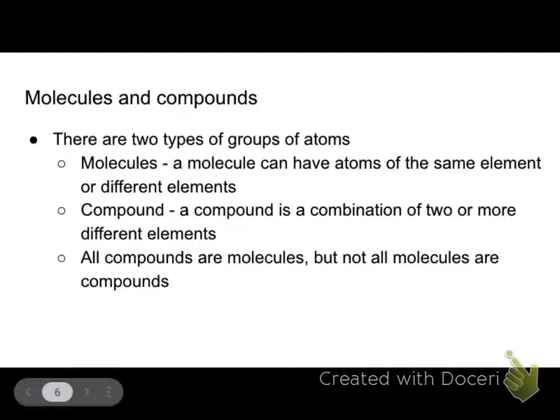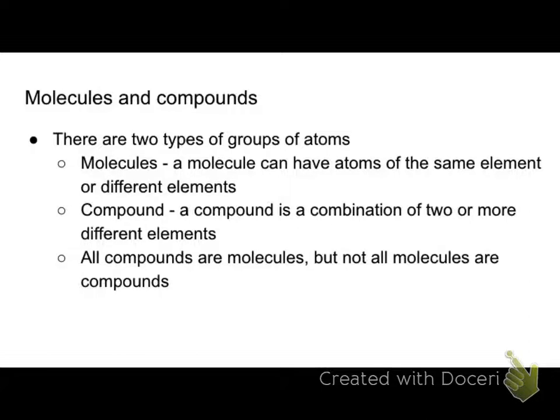We define ions as any atom or any group of atoms that has a charge. Molecules and compounds can form. They are two separate things. Okay? So a molecule is a group of atoms that the atoms can either be the same as each other or different elements. Okay? So, for example, if you have two atoms of oxygen bonded together, that's a molecule. If you have two atoms of hydrogen and one atom of oxygen bonded together to make water, that's also a molecule.